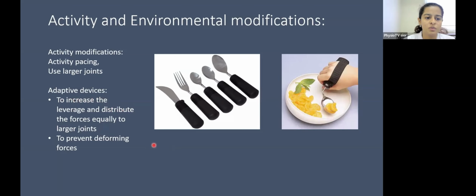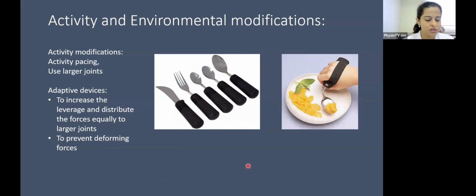Adaptive devices can also be used to increase the leverage and distribute the forces equally at the larger joints. So the spoons or the utensils or even pens can have a larger diameter grip, to prevent a lot of pinching, which can aggravate the deformity. And a modification of the spoon can also be used if gripping or pinching is not possible at all.